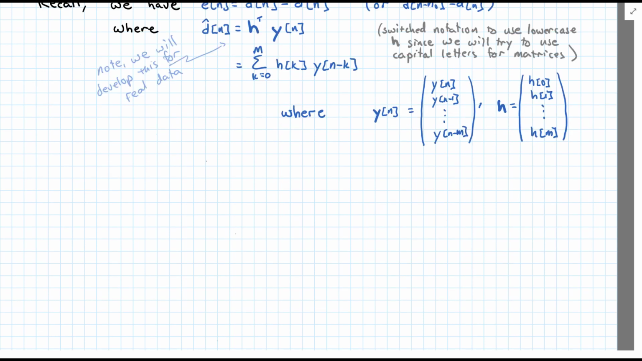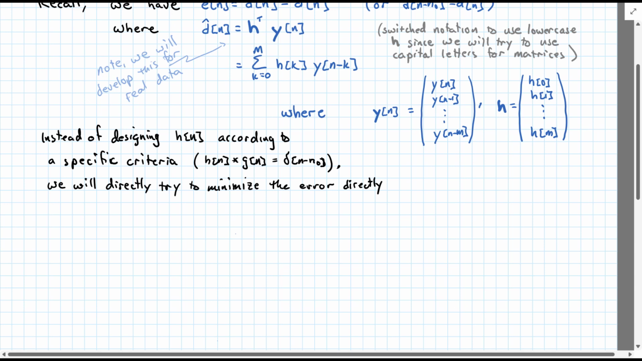You may also recall that last time we designed our filter according to the criteria that we wanted it to exactly cancel the impulse response of our channel in this communication scenario. So we had h convolved with g was a time delay delta. This time we're not going to try to customize that. We're actually just going to try to minimize the expected error directly and see where that takes us.